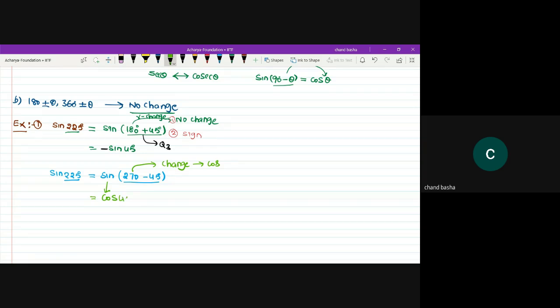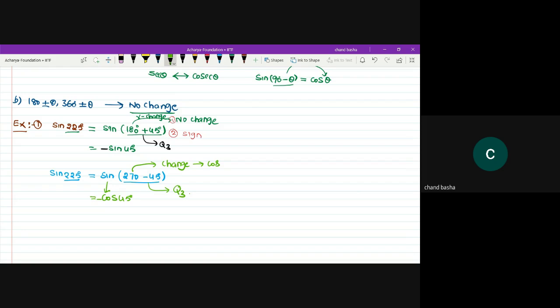Cos of 45. Is there any change in its sign, positive or negative? It is a negative sign. Why? Because you are entering quadrant number 3, and in quadrant number 3 the cos sign is not allowed. So a minus sign will be assigned.